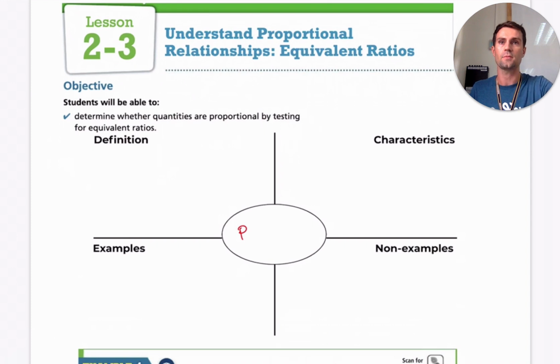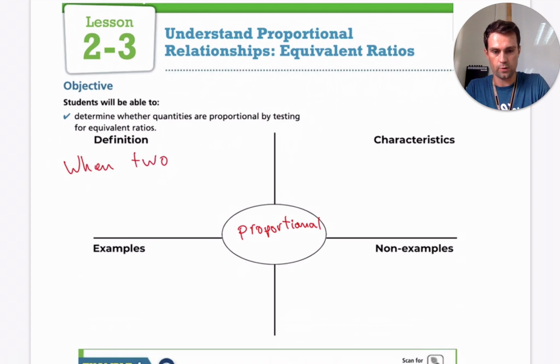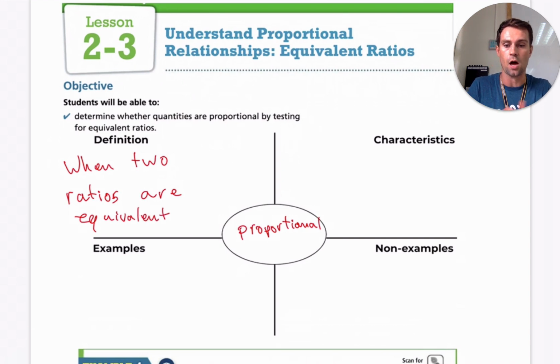So proportional, the definition of proportional is when two ratios are equivalent. They're the same. Equivalent. Okay, it's when two ratios are the same. Okay, so that's what that means, the same.